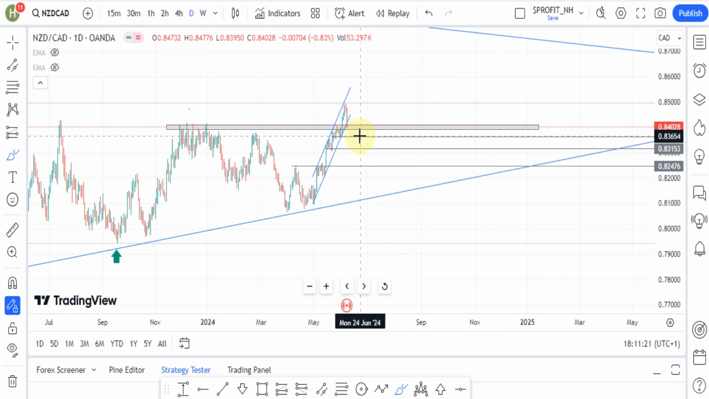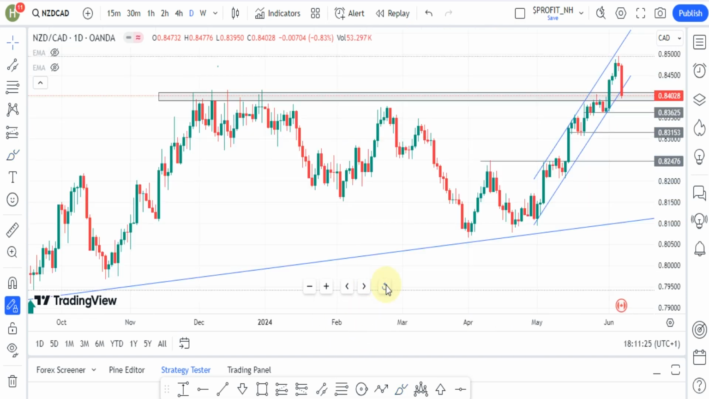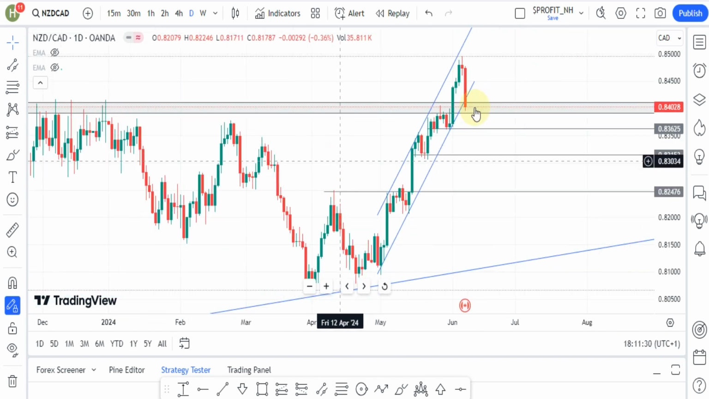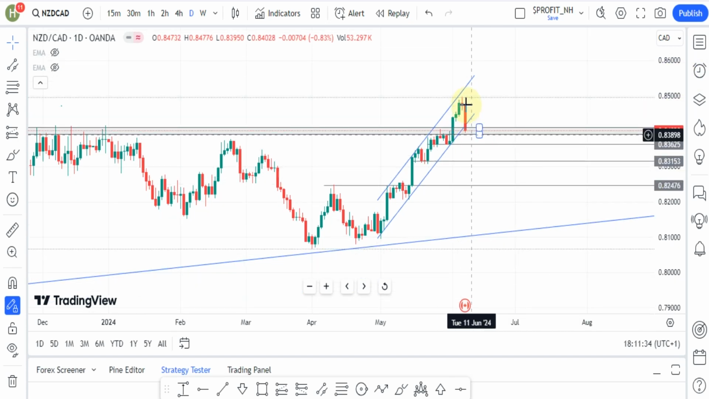So at this point from the daily time frame, this is what has happened already. Let me zoom this just right like this. You can see from the previous day, this was on Friday, we had this bearish engulfing candlestick at this point. Then before this, we had this doji that was formed at this point.